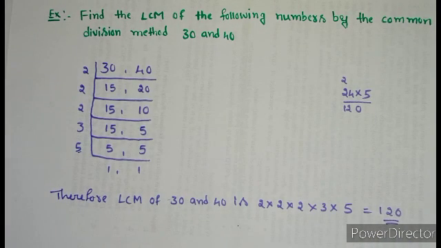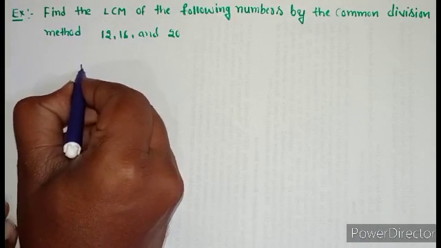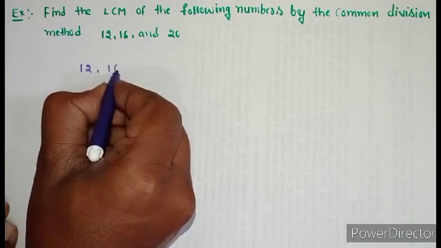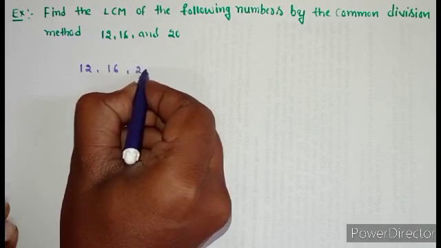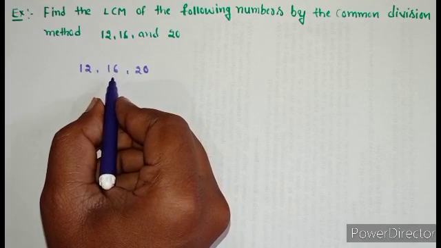Okay, students, here is another example: find the LCM of the following numbers by the common division method. Here the given numbers are 12, 16 and 20. Students, here they gave three numbers, right?